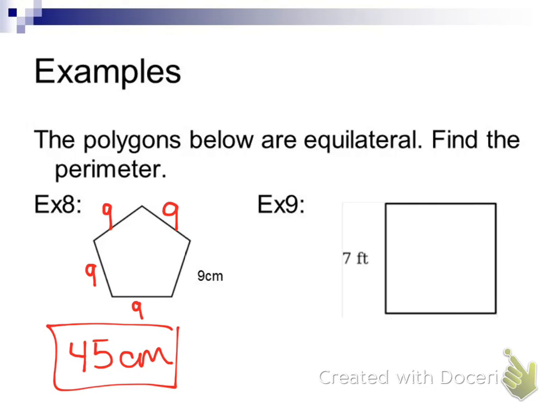However you want to do the math, that's fine with me as long as you come up with the right answer. What are all the side lengths on number 9? 7. So you could add 7, 7, 7, and 7, or you could just multiply 7 by 4. Either way, what's your answer? 28 feet. Very good. Make sure you're labeling these. If they give you a unit, use it.